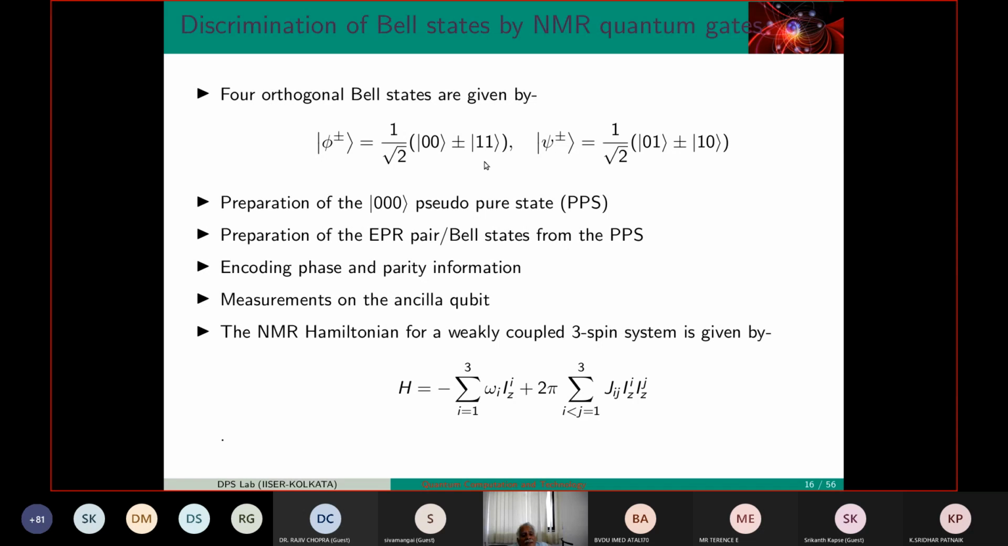How do you create it? That's an elaborate procedure. The molecule that was used here is chloroform. Chloroform, which is used to induce unconsciousness in human beings, is the molecule which NMR uses for quantum computation. It's a big molecule. Two of its parts you can entangle. So that's what they do. This is the procedure for how they create it.